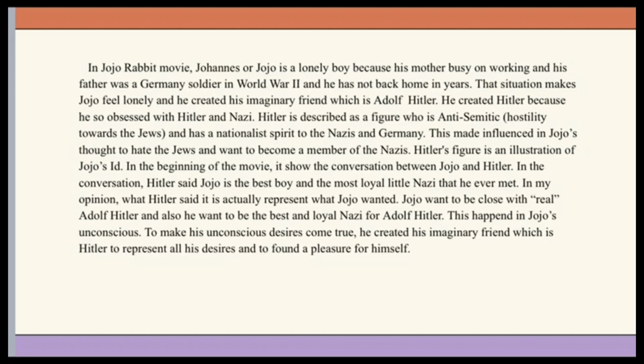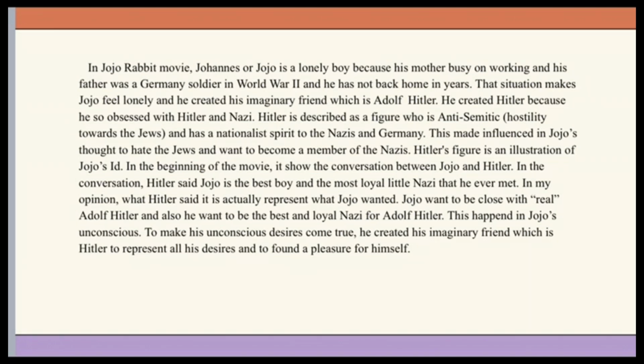In the Jojo Rabbit movie, Johannes or Jojo is a lonely boy because his mother is busy working, and his father was a German soldier in World War II who has not come back home in years. That situation makes Jojo feel lonely, and he created an imaginary friend, which is Adolf Hitler. He created Hitler because he is so obsessed with Hitler and the Nazis.